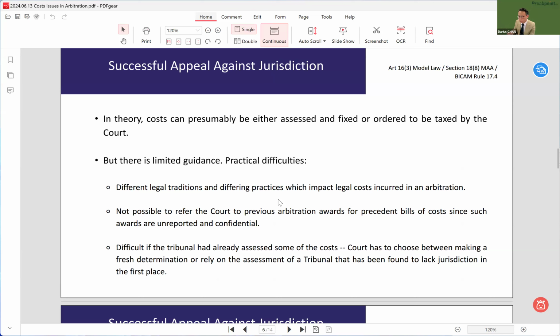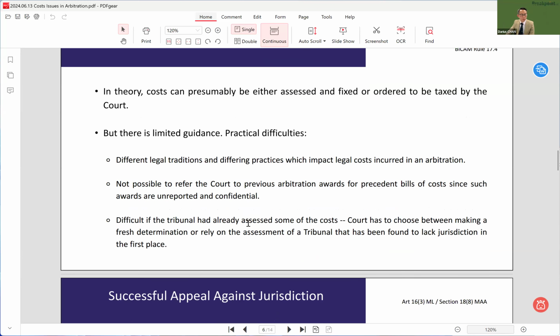In such situations, people have questioned, is it right for a court, in trying to tax the cost of the arbitration, to impose the domestic tariffs and domestic principles on the cost of an arbitration involving international parties? Now, this difficulty is accentuated because it is not possible to refer the court to previous arbitral awards for precedents, just because those awards would be confidential in nature. So these are two difficulties that have been raised.